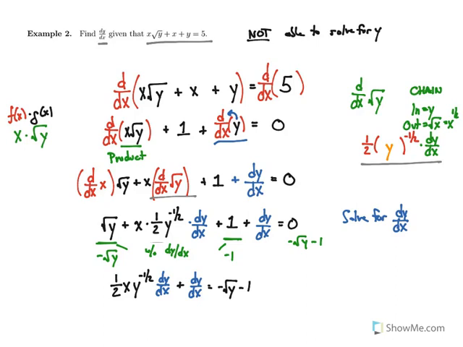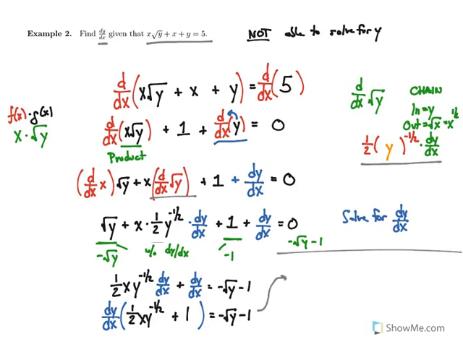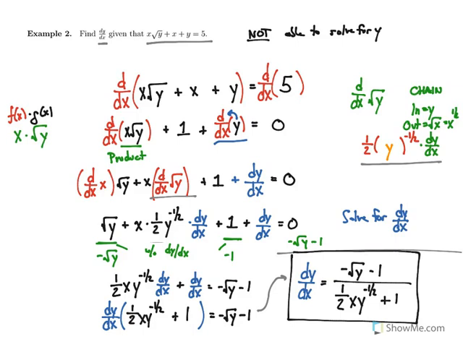And the reason this works is now I can factor out a dy/dx out of both terms here. Note when you factor it out of just itself, you're left with a 1. And now if I want to solve for dy/dx, I can just do one last thing here, and that is divide by that whole term. So I'm going to get dy/dx equals negative root y minus 1 divided by everything that was multiplied by dy/dx. And there is my derivative, written in terms of both x and y.